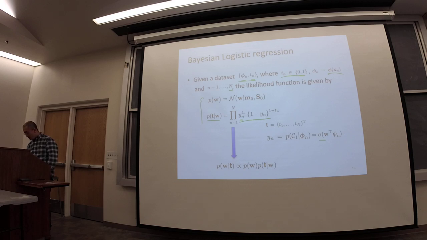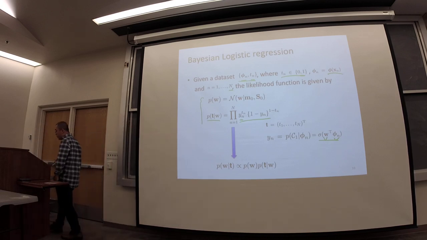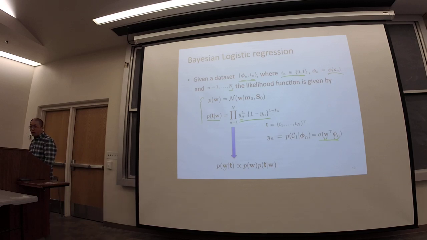So Yn is a sigmoid function of the inner product between the mean vector and the feature vector. That's our Bayesian logistic regression, right? If you want to compute the posterior distribution of the weight vector W given the observed labels T, and also the input X, we can ignore the design matrix here. So it will be proportional to the prior multiplying with the likelihood. The prior will be a Gaussian, and the Gaussian is multiplied with a bunch of sigmoids.